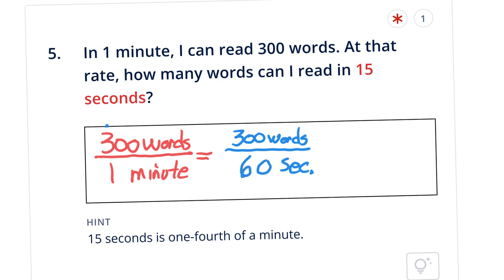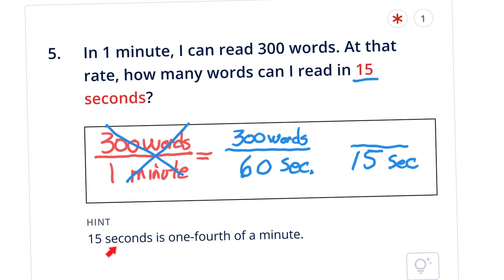So I am going to not use this red ratio. I'm going to use the blue one. And then I'm going to try and figure out, well, how many could I do in 15 seconds? So what I can do is I can write 15 seconds here. Think of it like a table entry. And let's go back to our scale factor from the scale unit. What are we doing to 60 to make it 15?